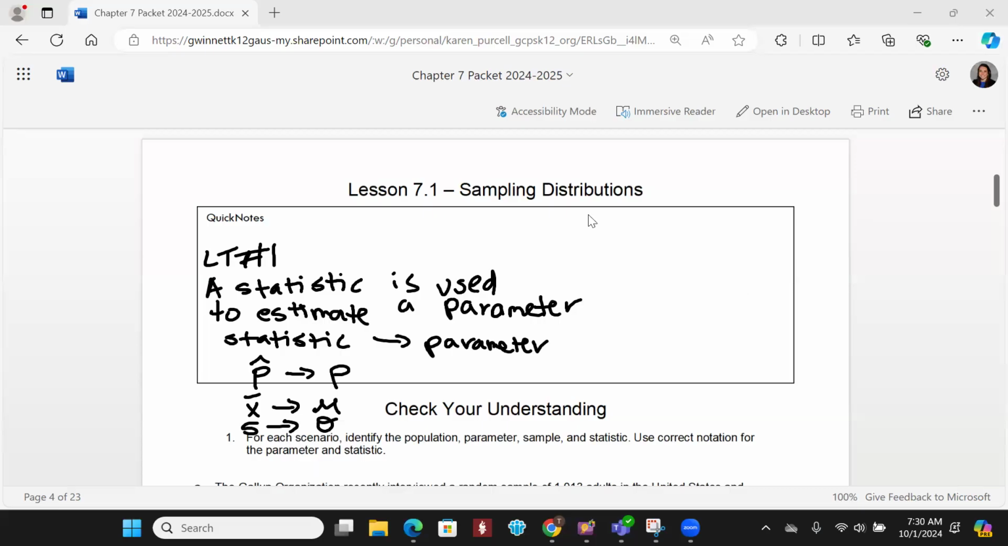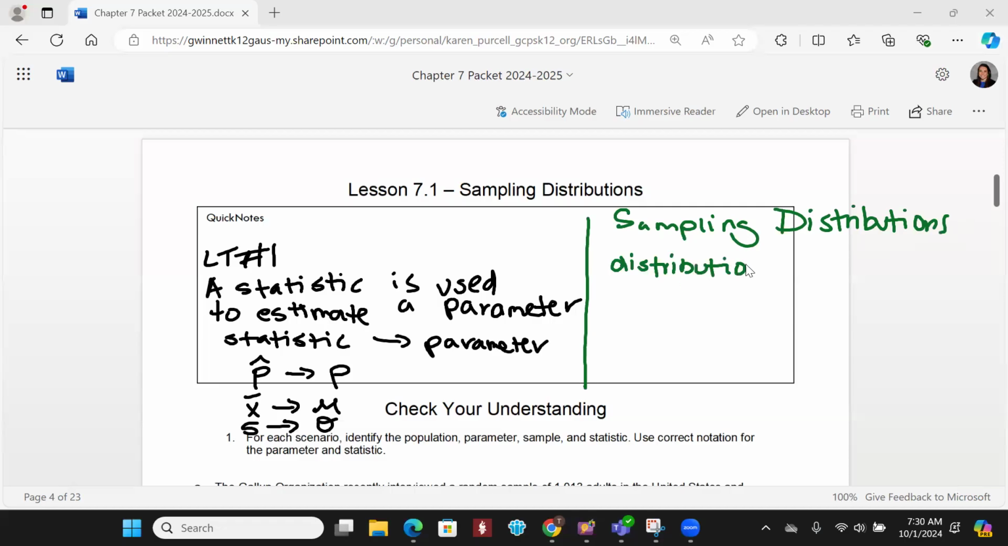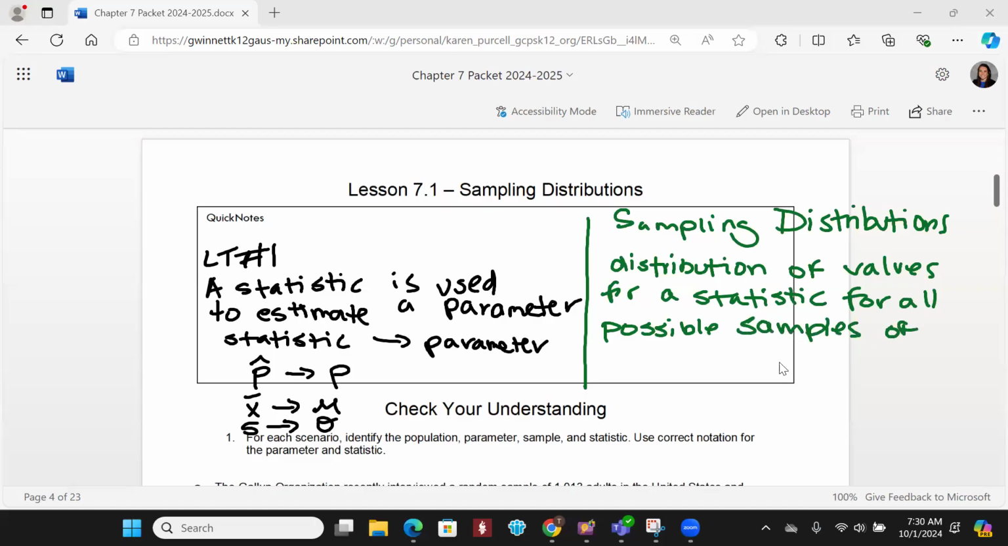The other thing that we've talked about is the sampling distributions. That was all the fancy dot plots that we did. The distribution of values for a statistic for all possible samples of a given size from a given population. So that's talking about taking a sample of 10 out of the 253 multiple times and then putting it on a dot plot.